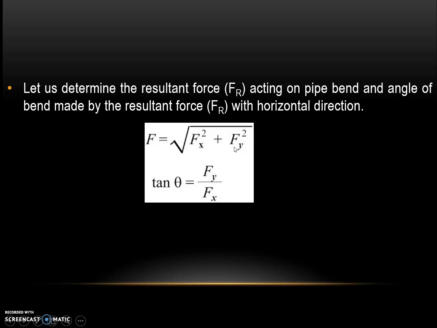Once we get the values of Fx and Fy, we will be able to find the resultant force, which is equal to the square root of Fx square plus Fy square. And the angle at which it acts can be found using the formula theta equal to tan inverse of Fy divided by Fx. Thank you.